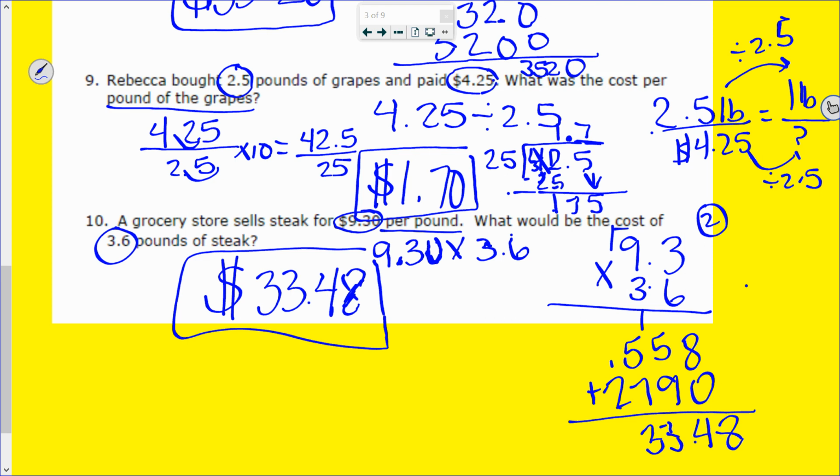It's really important that you guys see the difference between number 9 and number 10 if you're still confused about multiplication and division. On number 9, you were given the amount for more than 1. You were given the amount for 2.5 pounds. So to take it to 1, you had to do division. On number 10, you were given the amount for 1. So if I were to set up a proportion, it would be $9.30 for 1 pound. I want to know for 3.6 pounds. So to go from 1 to 3.6, it's multiplication. If you're still confused about whether it's multiplication or division, a proportion would help you very, very much.